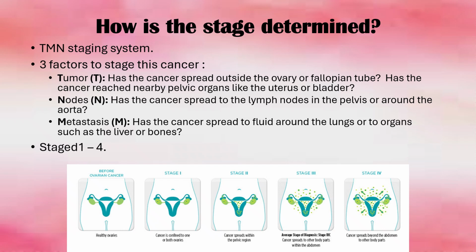How is the ovarian cancer stage determined? So they use the TNM staging system, and there are 3 factors to stage the cancer. So T is for tumor: has the cancer spread outside the ovary or fallopian tube, has the cancer reached nearby pelvic organs like the uterus or bladder. N is for nodes: has the cancer spread to lymph nodes in the pelvis or around the aorta. M is for metastases: has the cancer spread to fluid around the lungs or to organs such as the liver or bones. And stage 1 through 4.